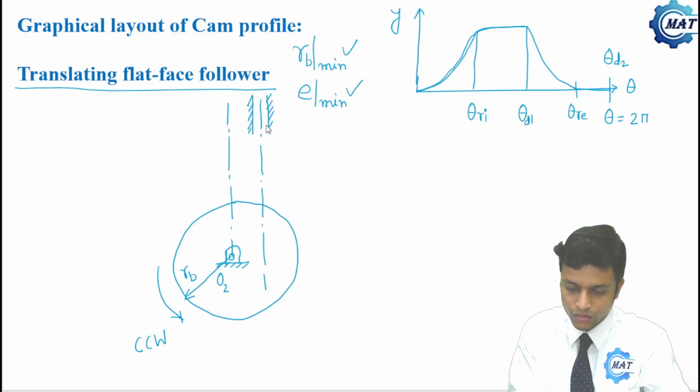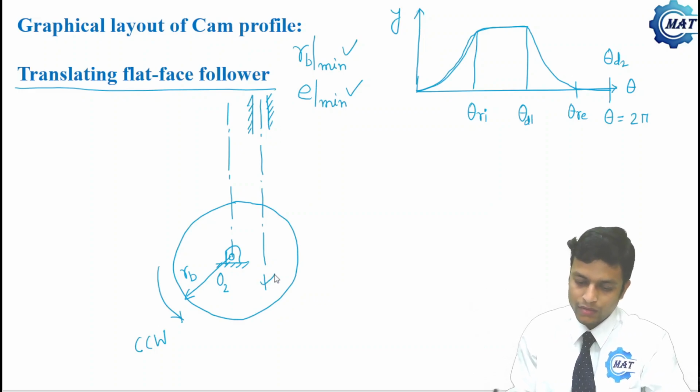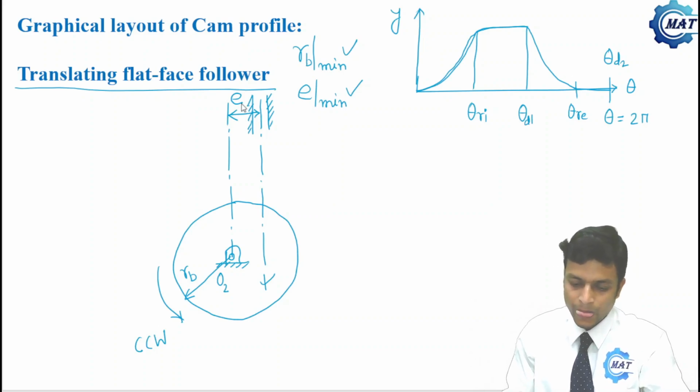So this line shows the follower axis, which is at distance E from the cam center. So this is E, or E mean. So this value is E mean.